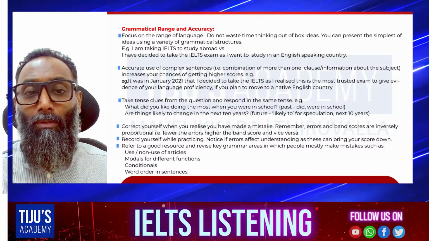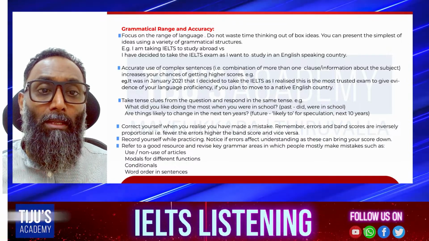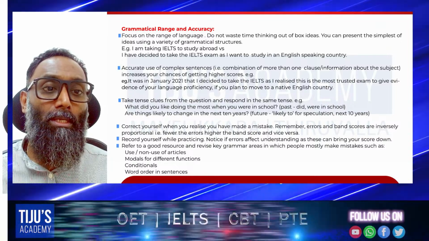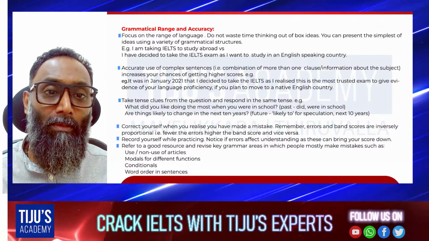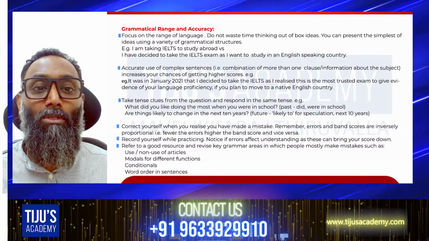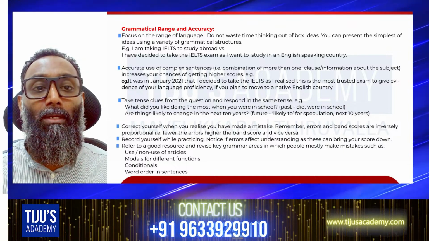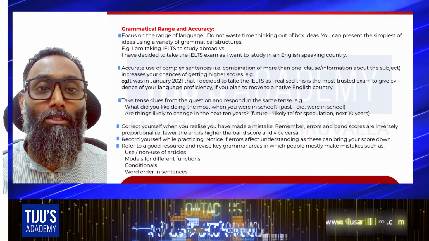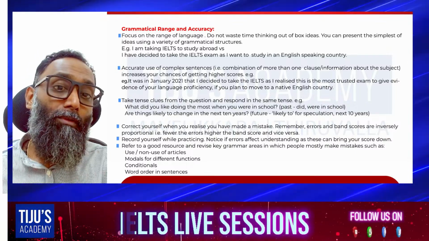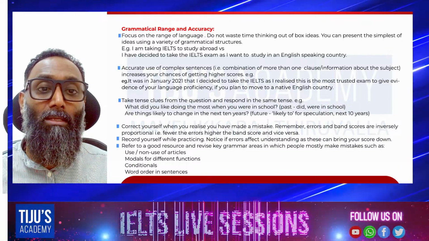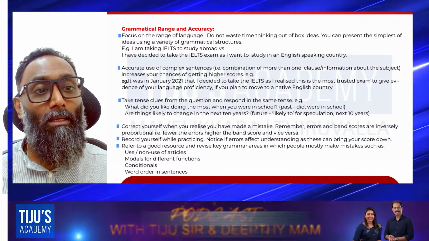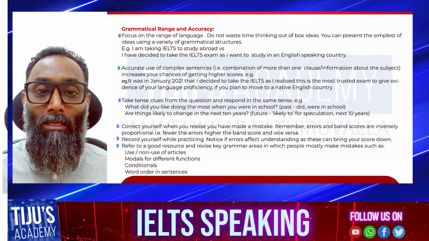Example, I am taking IELTS today. IELTS to study abroad versus I have decided to take the IELTS exam as I want to study in an English speaking country. Fair enough. So the first one is too common, the second one is more complicated, but it sounds much better, where you can get a better band score. So I am taking IELTS to study abroad. That's too common and doesn't sound good. In the meantime, if you read the second one, it says I have decided to take the IELTS exam as I want to study in an English speaking country. So which sounds better? The second one.